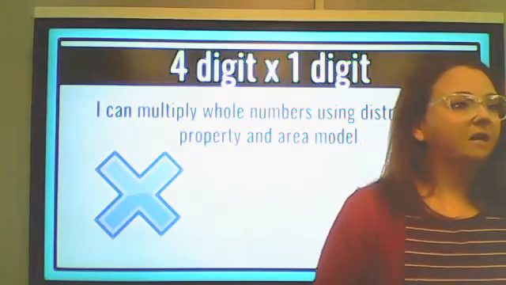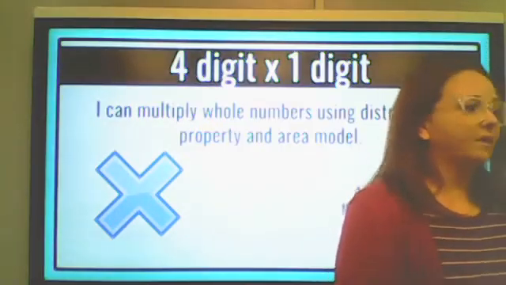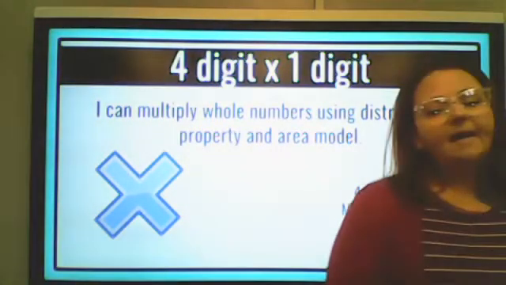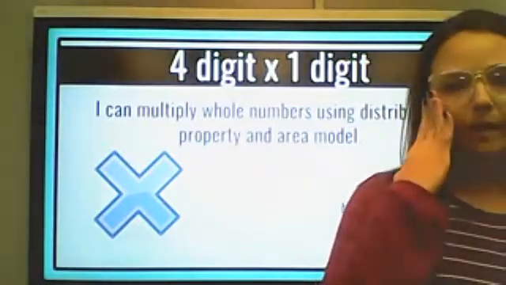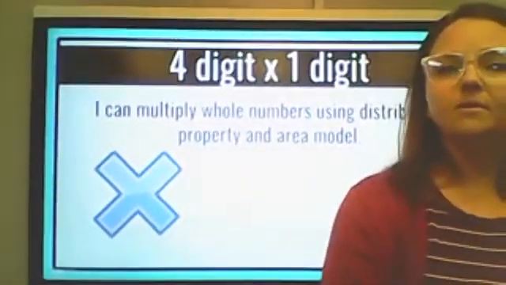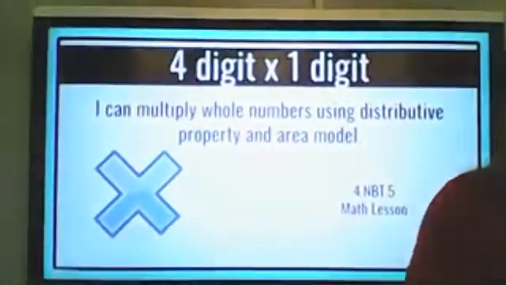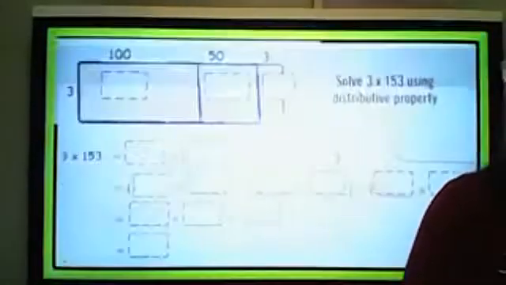Today we're going to take another look at multiplying by one-digit numbers using the distributive property. So our I can statement is: I can multiply multi-digit whole numbers using the distributive property and area models.